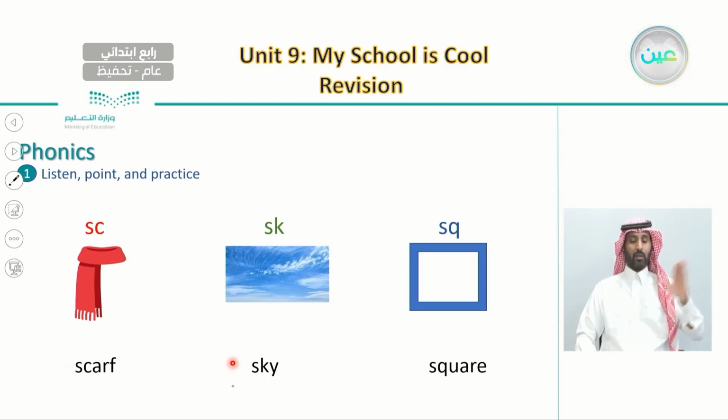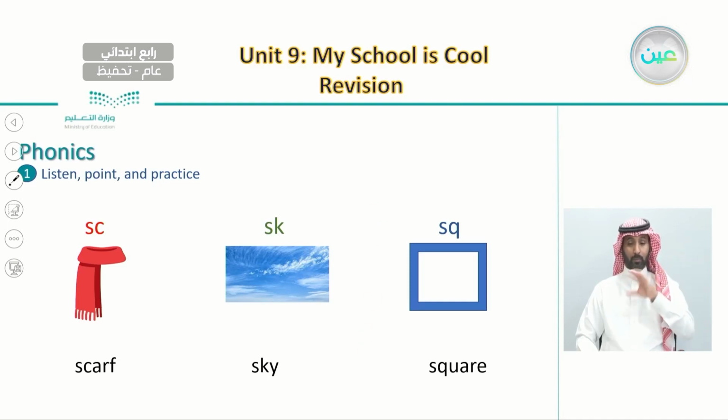And then we have sky. Sky. And here we have square. Square. Very good. So these three words will help us understand and differentiate the sounds of all of these letters. So with SC we said scarf, and with SK we said sky, and with SQ we said square.